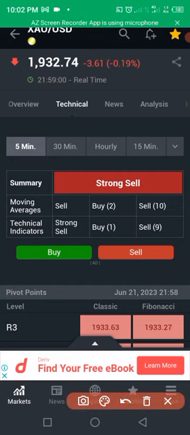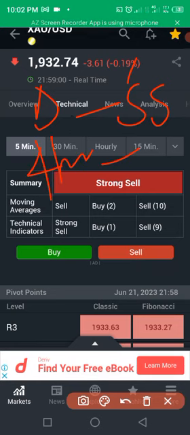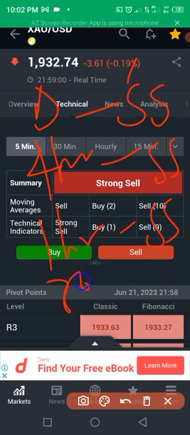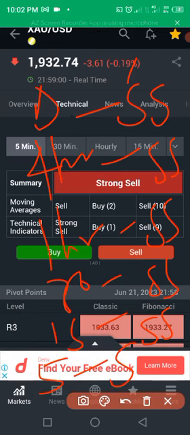Okay, let's see. Daily SS means strong sell. Just know that. So 4 hours SS means strong sell. 1 hour strong sell. 30 minutes strong sell. 15 minutes strong sell.